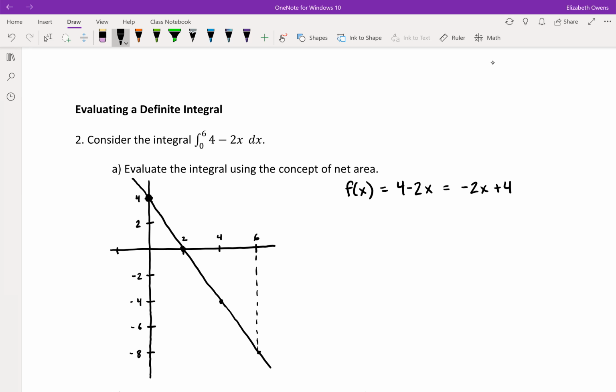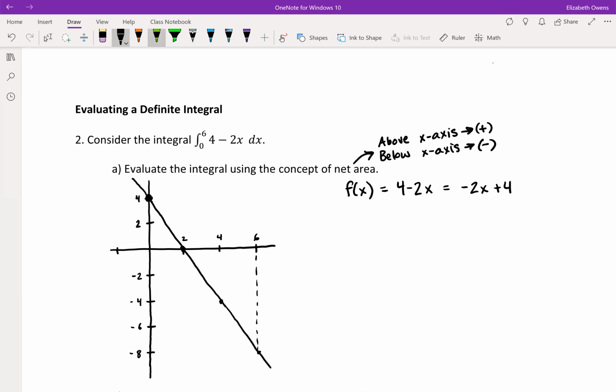So we can see that there's going to be some area that is above the x-axis, and then there's going to be some area that's below the x-axis. So we are going to need to focus on this idea of net area. And remember from earlier on in this section, the idea of net area was just above the x-axis, the area counts as positive. And then if the area is below the x-axis, it counts as negative.